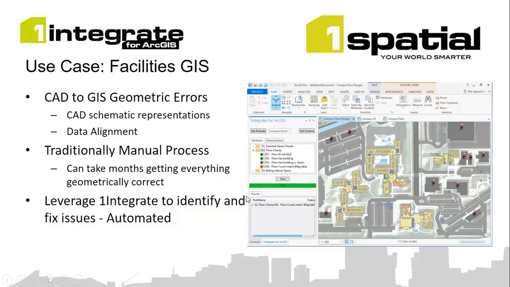So we used OneIntegrate for ArcGIS to identify where we had non-conformance issues, and then we also used OneIntegrate for ArcGIS to auto-correct those issues. The next demonstration, we're going to shift gears. Instead of just focusing on your GIS, we're going to focus on geospatial and non-geospatial system integration.